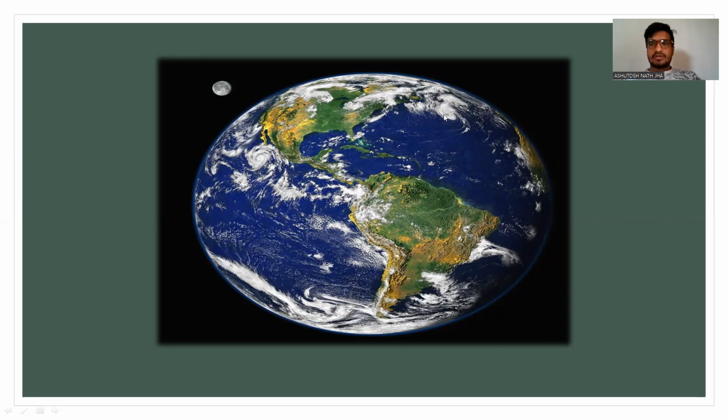As you can see, these pictures depict our Earth. Okay, yes or no? Yes, very good. So basically, these pictures depict our Earth, and you can see the structure of our Earth. Okay, so this is all about these pictures.